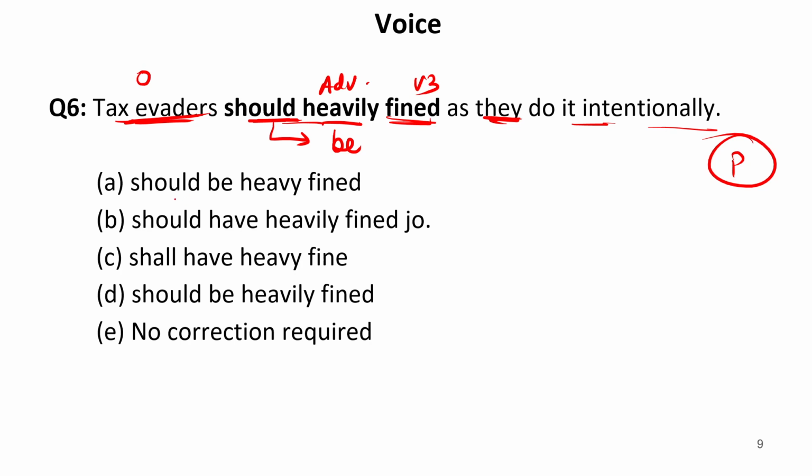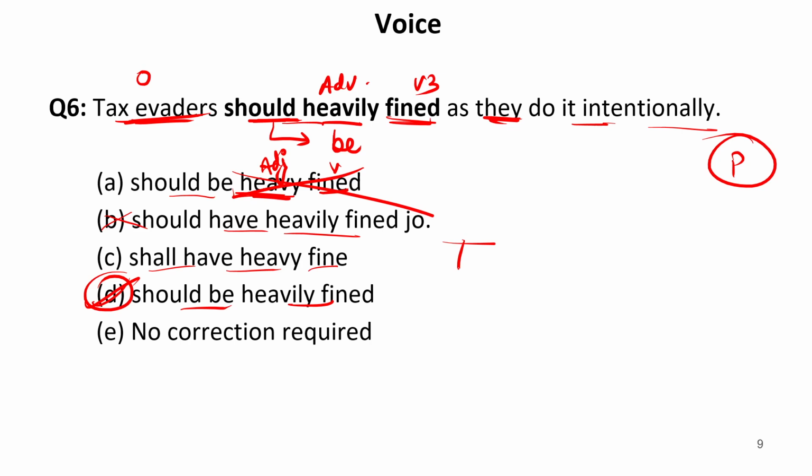Now let us see the options. Should be heavily fine, should have heavily fine. So this one is incorrect. Shall have heavy fine, no, because "shall have heavy fine" will change the structure and the meaning of the sentence. Should be heavily fine, and in the first part it is written "should be heavy fine". Now heavy is an adjective which cannot qualify a verb, therefore this part is also incorrect. So the correct is D, that is "should be heavily fined". Now fined is a verb, heavily is the adverb, and adverbs qualify verbs.